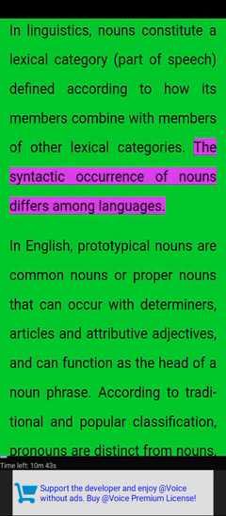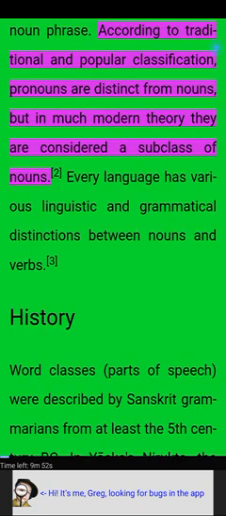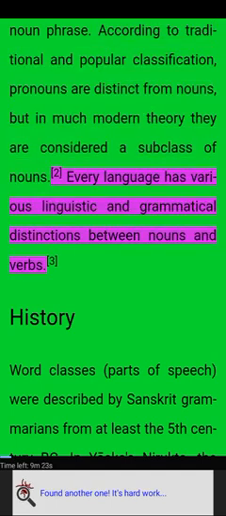The syntactic occurrence of nouns differs among languages. In English, prototypical nouns are common nouns or proper nouns that can occur with determiners, articles and attributive adjectives, and can function as the head of a noun phrase. According to traditional and popular classification, pronouns are distinct from nouns, but in much modern theory they are considered a subclass of nouns. Every language has various linguistic and grammatical distinctions between nouns and verbs.